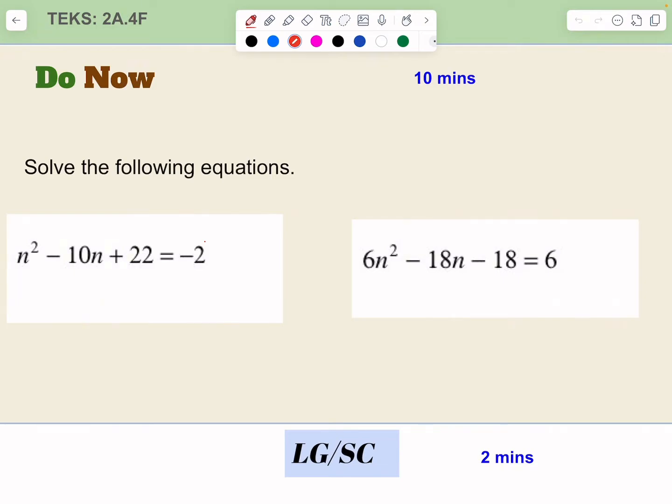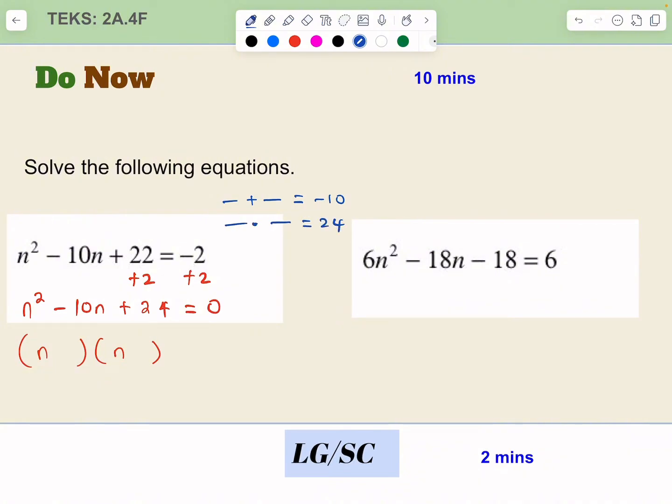So for the first question, what am I going to do? I notice the right hand side is not 0. So what am I going to do to make sure this -2 becomes 0? The best thing you can do is to add 2 to both sides. So I'm going to add 2 to both sides, and then I will have n squared minus 10n plus 24 is equal to 0. And then the next thing I want to do is look for two factors such that if I add these two numbers, it's going to give me -10, and if I multiply the same two numbers, it's going to give me 24.